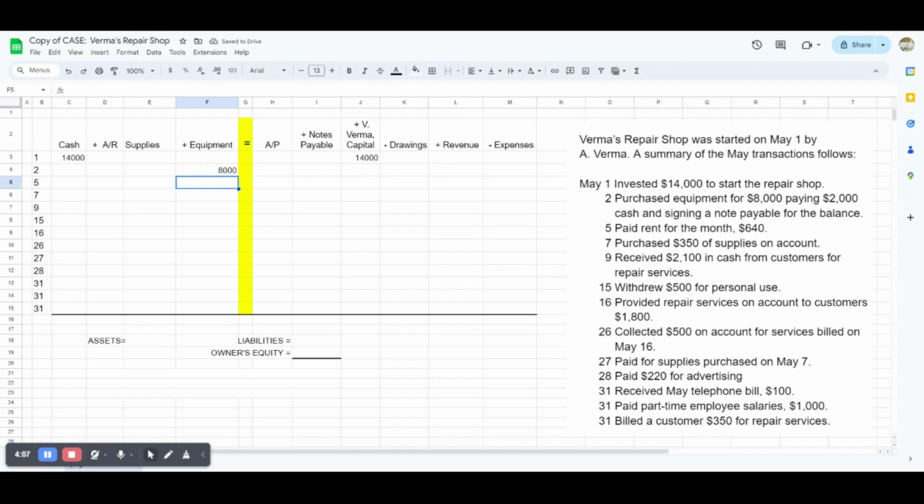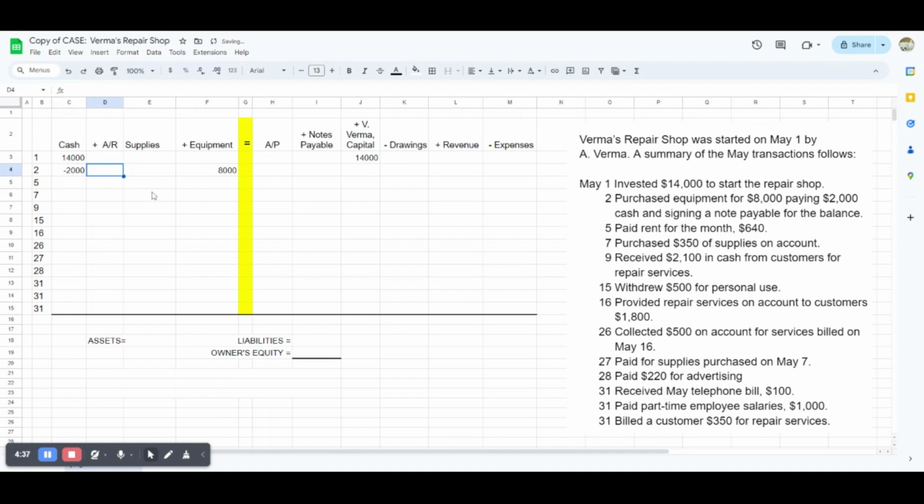Okay, and then you paid $2,000 cash. So the cash account is going to be affected. And now you're paying money. So are you adding money into your company, or are you taking money out of your company? Well, you're taking it out because you're paying it. So it would be negative 2,000.